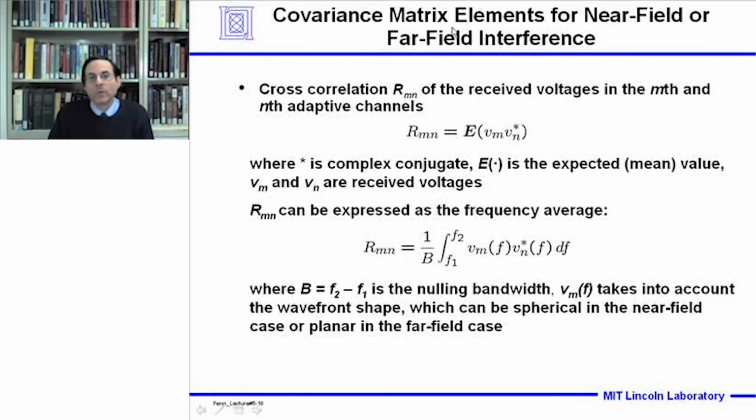So what we need to do is compute the covariance matrix elements for near-field and far-field interference. Cross correlations are expressed in terms of the expected value of the product of the voltages in the mth and nth channels. So the covariance matrix element R sub mn can be expressed as the frequency average shown here as 1 over the bandwidth integrated over the nulling band of the product of V sub m times V sub n conjugate. So V sub m takes into account the wavefront shape, which can be spherical in the near field case or planar in the far field case, because we're going to want to compare near field and far field nulling.